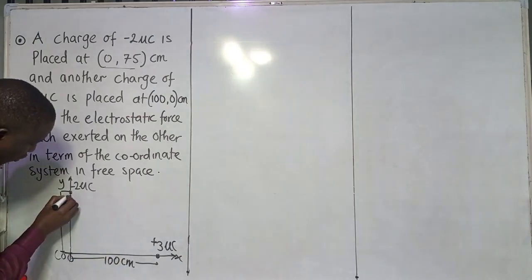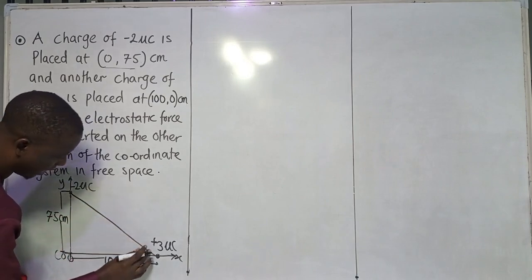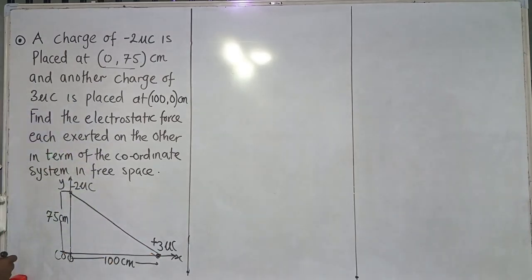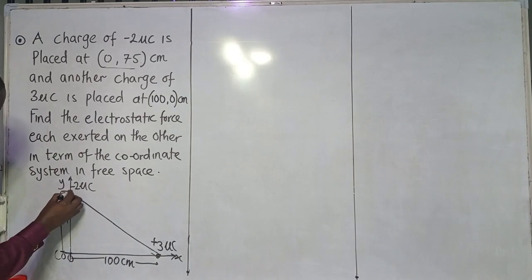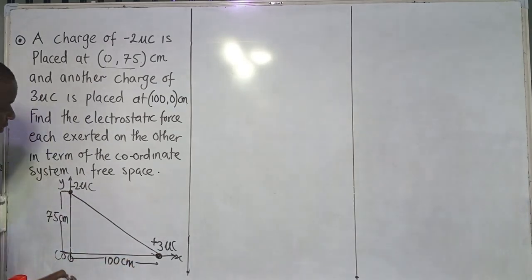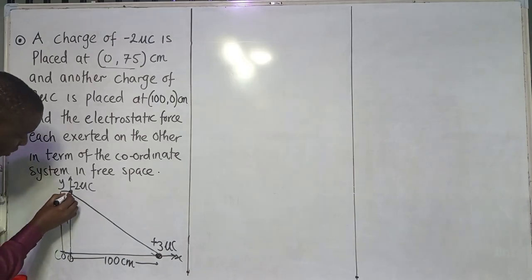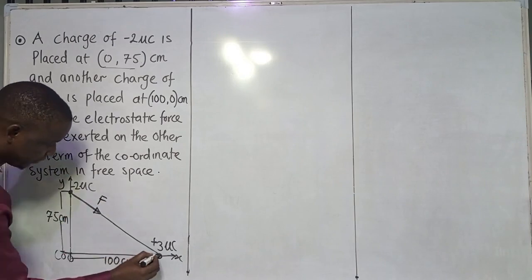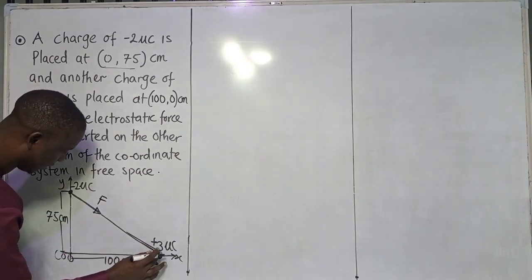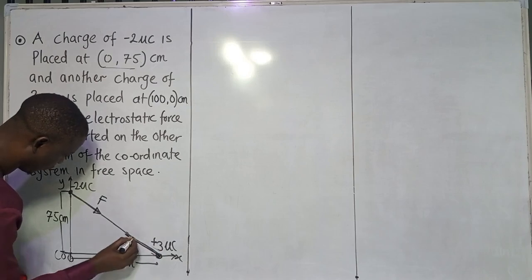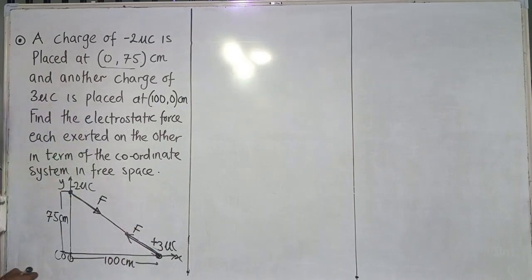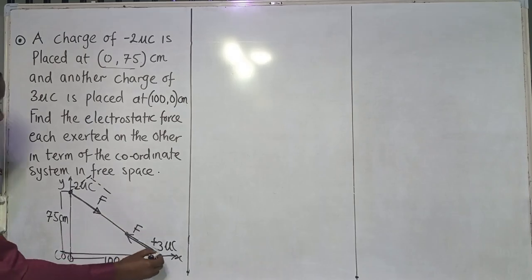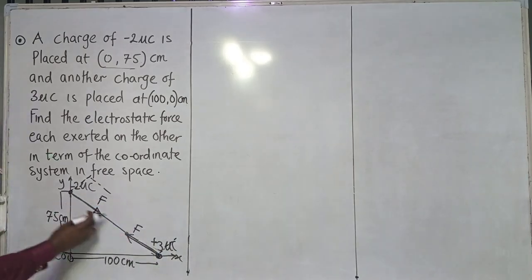Now let's draw the line of action connecting the two of them. Having done that, this is one charge and this is the other. Now they will attract each other. This one will apply an attraction force, let's say F. Then this one will also apply an attraction force, which is also F. So what is the distance from this place to this place first? What is the distance here?